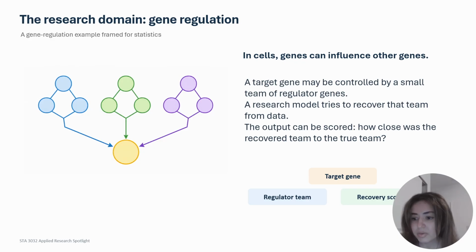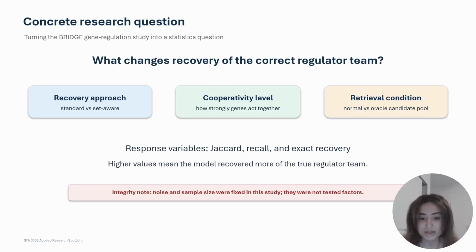So now we understand the problem, and we have a very solid research question, which is: can our model recover the true team of the regulators? Now that we understand that, let's turn the research problem into statistical questions.